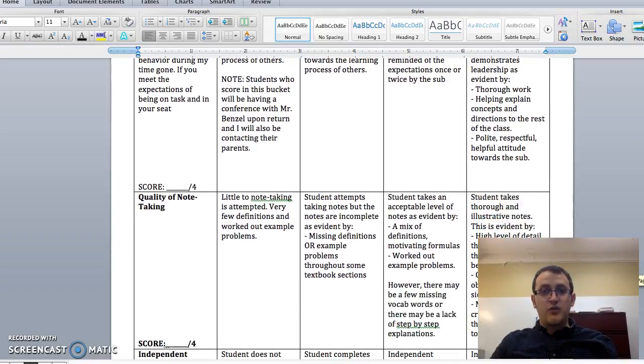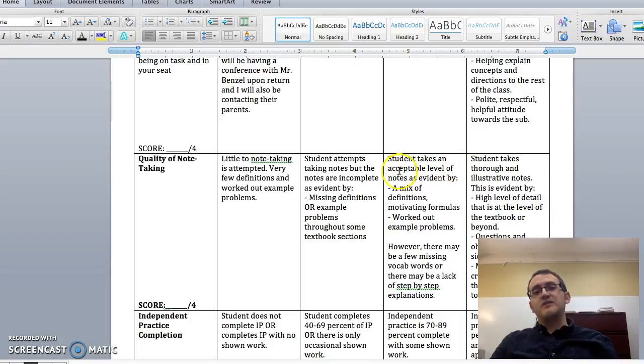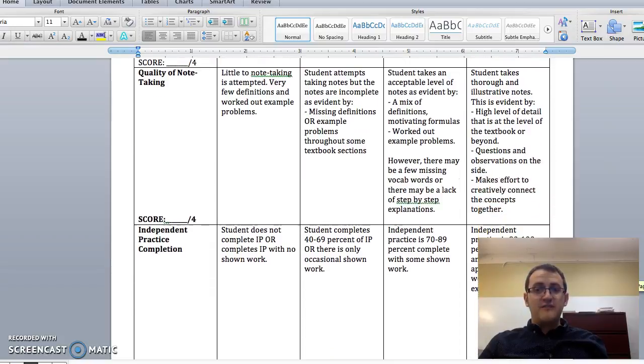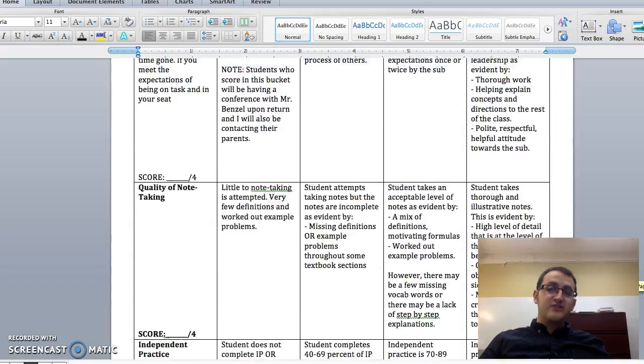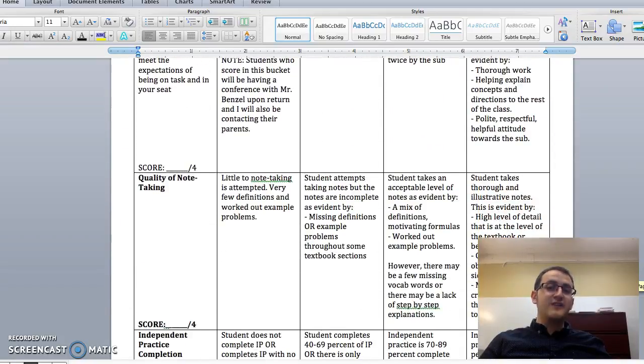Also, I'm going to look at the quality of your note-taking. What I want to see at the minimum is a mix of definitions and motivating formulas. Any definition in your book should be copied. And I should also see worked out example problems. But what I would like to see is that higher level of detail, being creative about connecting the concepts together, or you can write questions and observations that you have on the side. And then I'll have Mrs. Crowder check the independent practice completion each class. She'll come around and do the homework check like what we usually do.